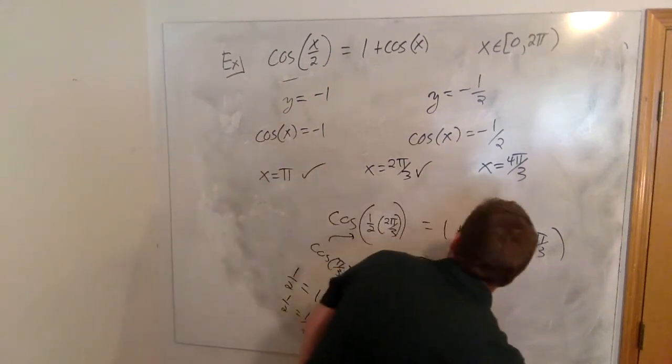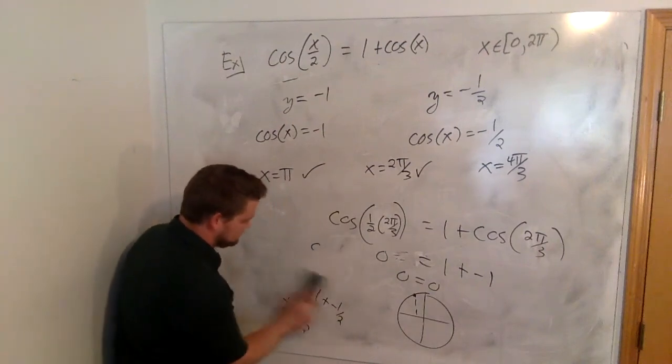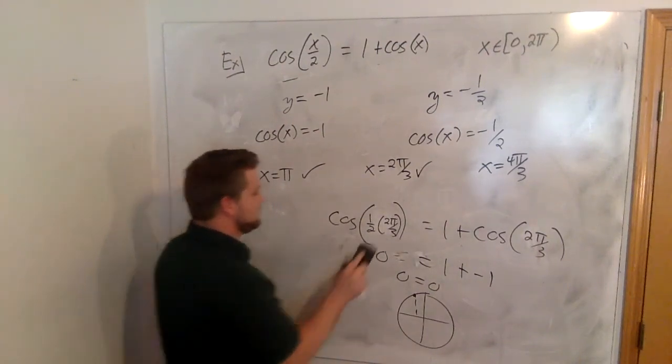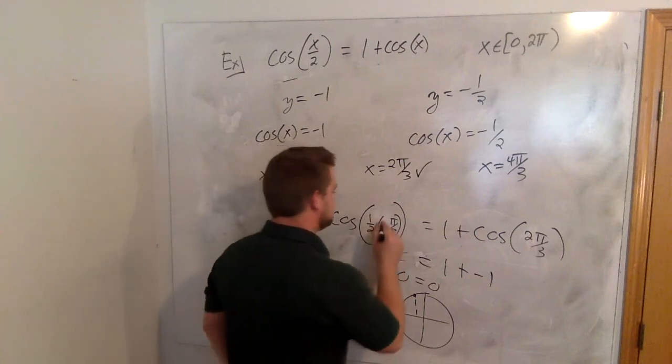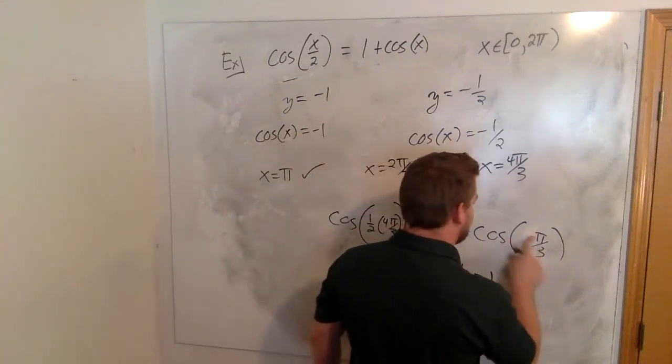Okay, let's check 4 pi over 3. So we'll put a 4 right here.